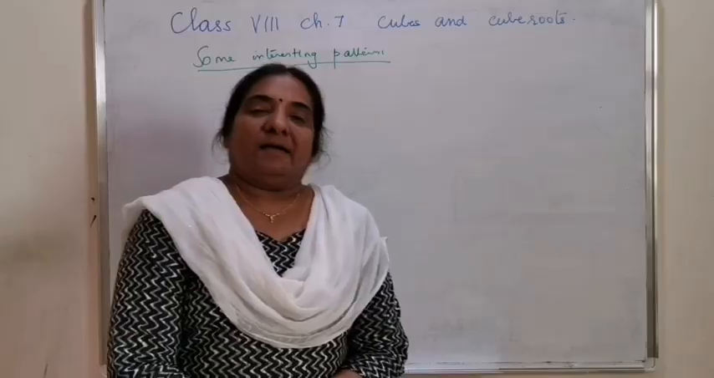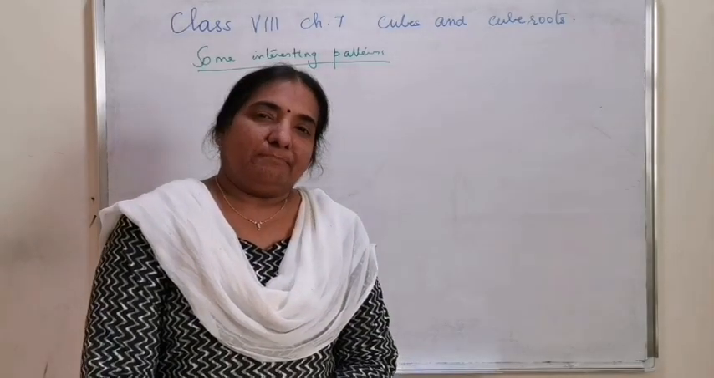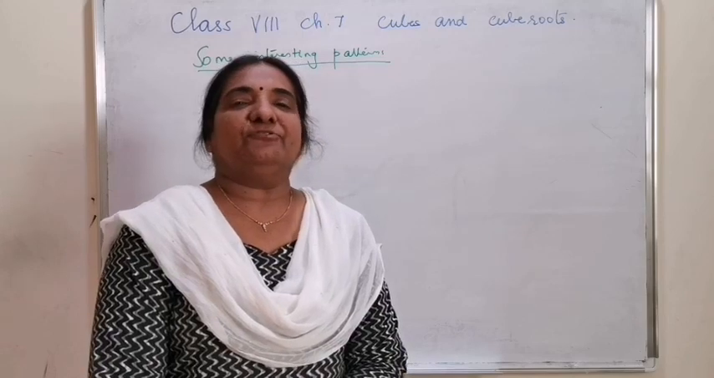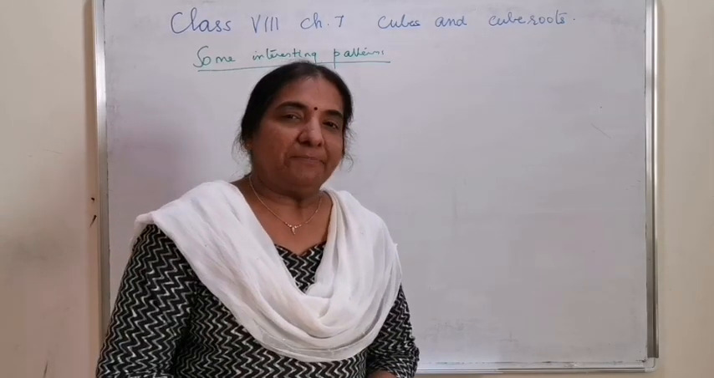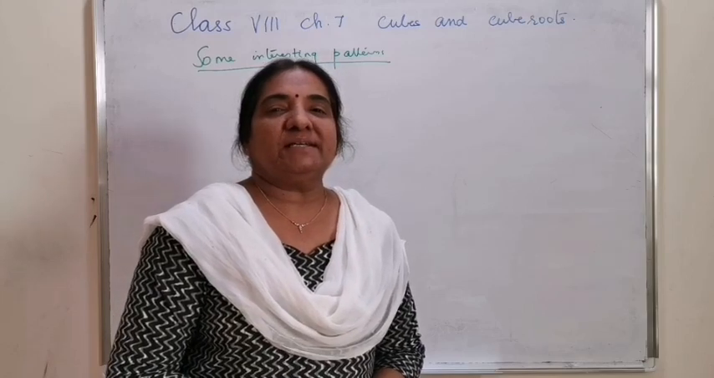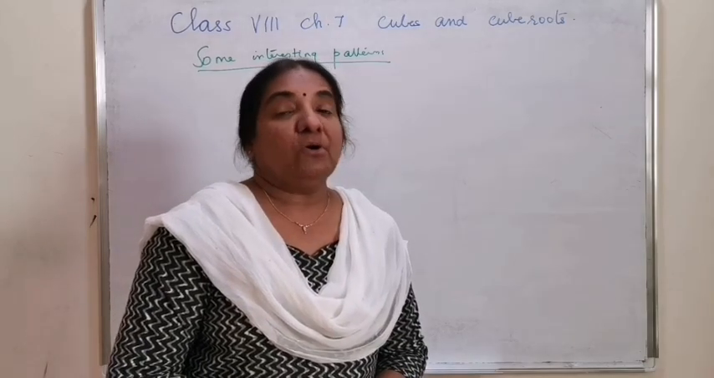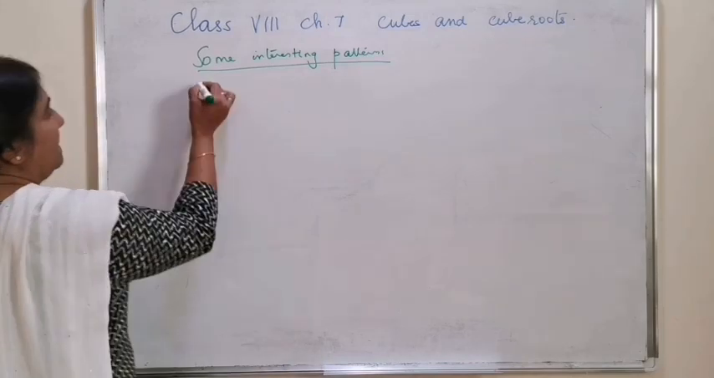A square number had many interesting patterns, but for a cube number there are only 2 interesting patterns here. The first one is addition of odd numbers.